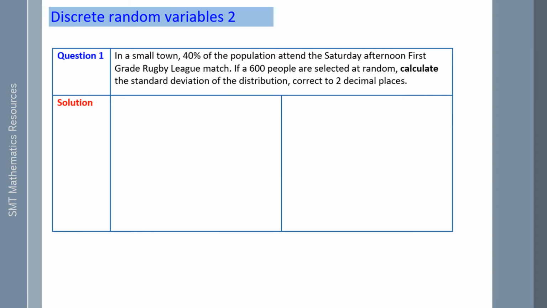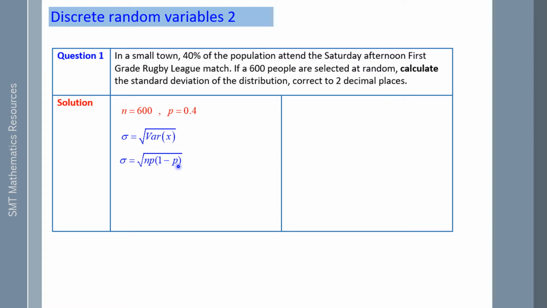Question 1. In a small town, 40% of the population attend the Saturday afternoon first grade rugby league match. If 600 people are selected at random, calculate the standard deviation of the distribution correct to 2 decimal places. N, the size of our sample, is 600. P here is that 40% of the people attend the game. The standard deviation is the square root of variance, where variance is NP times 1 take P.